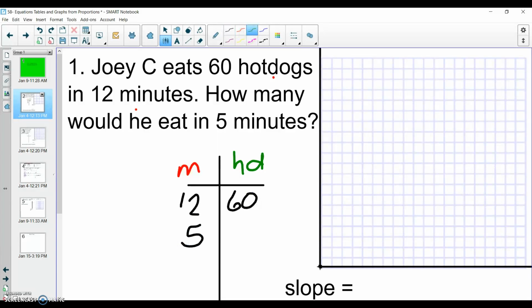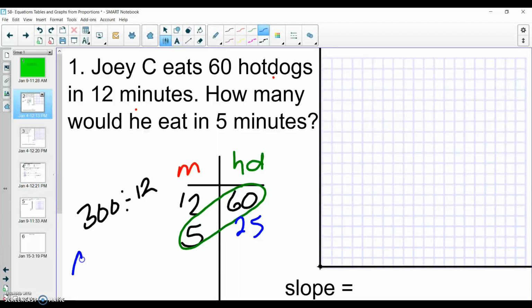Now, a strategy that you know from 6th grade is something called the cross product. So what you would do is diagonally multiply those numbers, so 60 times 5, which gets you 300, and then you divide it by the number that's by itself, so 300 divided by 12, and when you do that, you get 25. So my actual answer for this problem is 25 hot dogs.